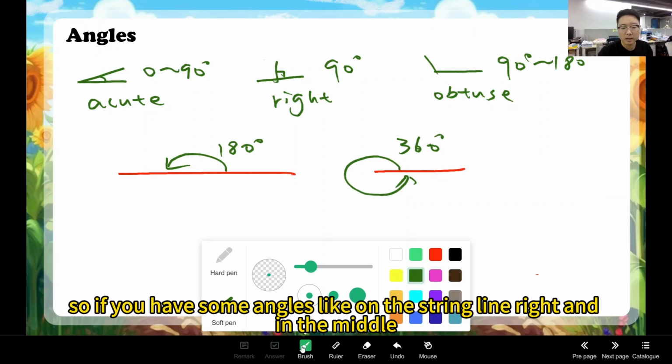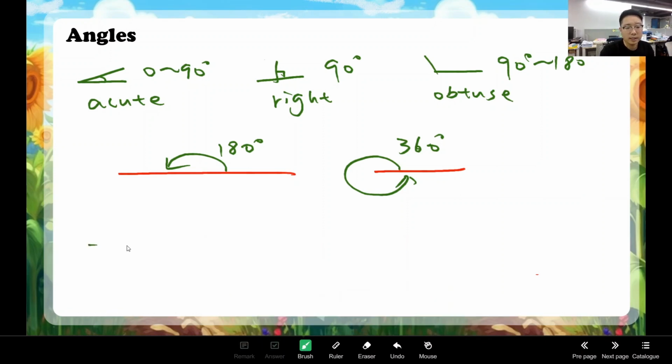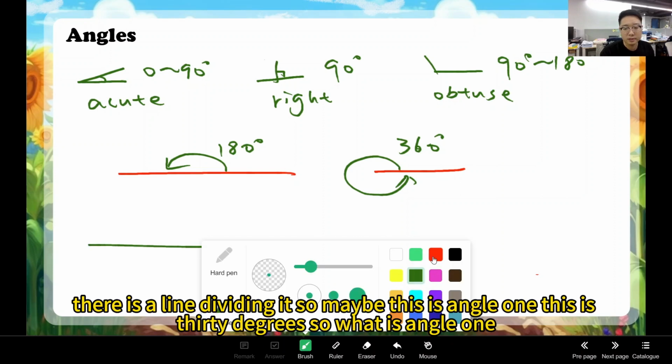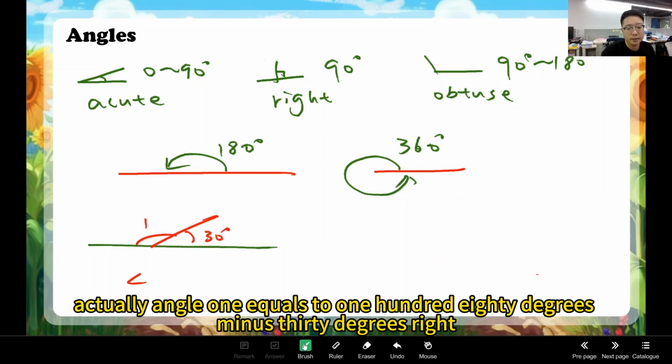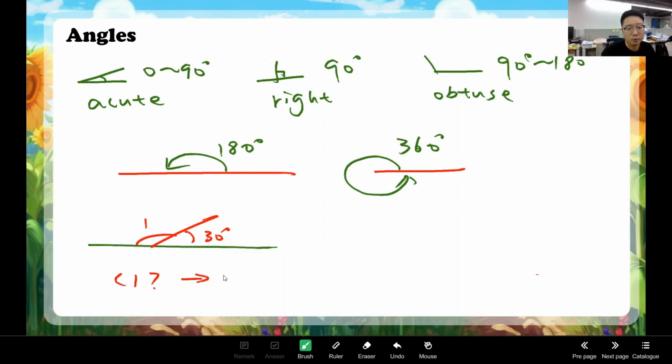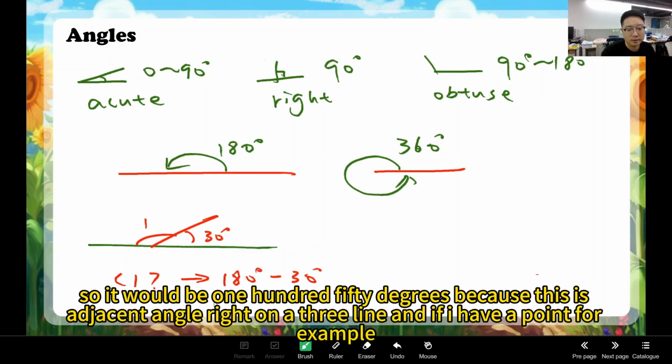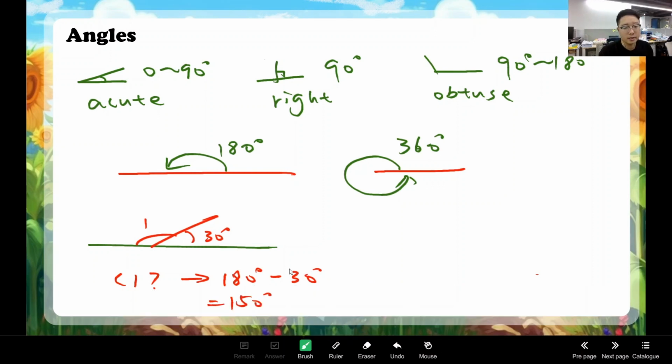If you have some angles, like on the straight line, right, and in the middle there is a line dividing it. So maybe this is angle 1, this is 30 degrees. So what is angle 1? Actually, angle 1 equals 180 degrees minus the 30 degrees, right? So it will be 150 degrees because these are adjacent angles on a straight line.